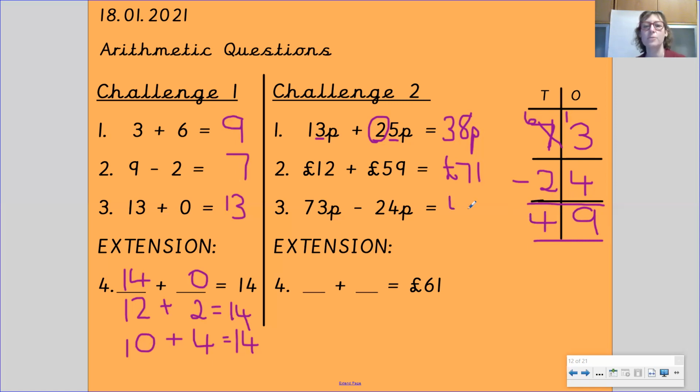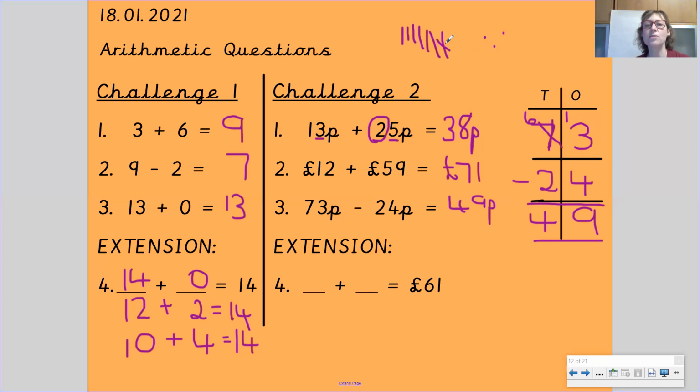So I know that's 49p. What I'm going to do now is do it the way that we would do it at school, with the borrowing the tens. So we've got 10, 20, 30, 40, 50, 60, 70, 1, 2, 3. And I've got to take away 4 from there, which I can't do.